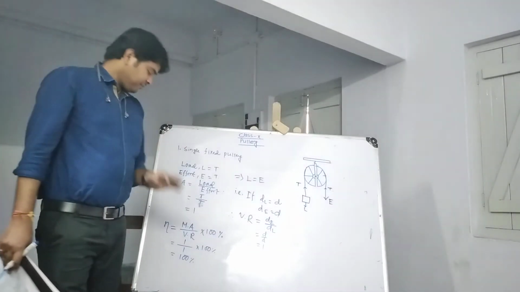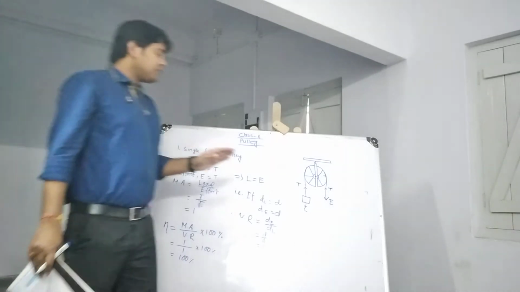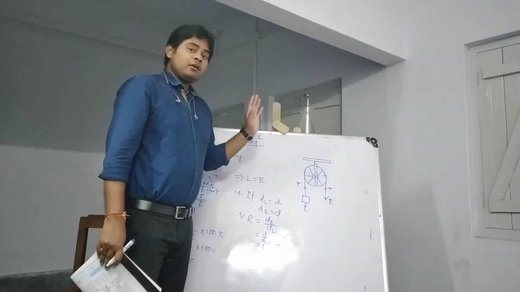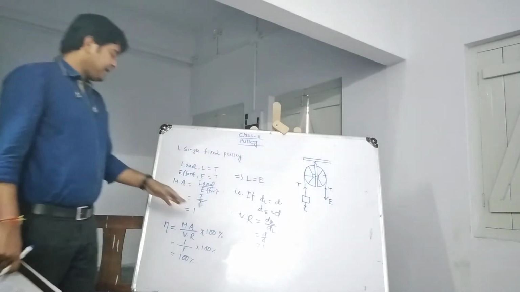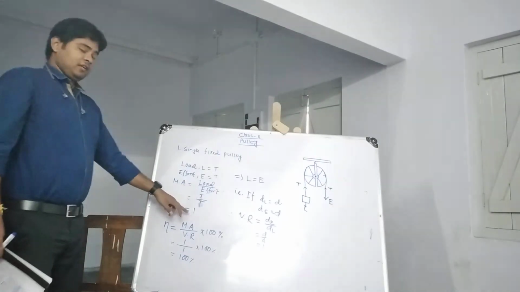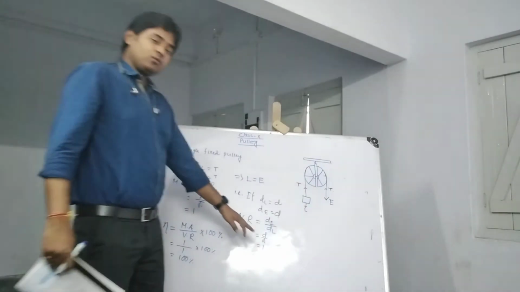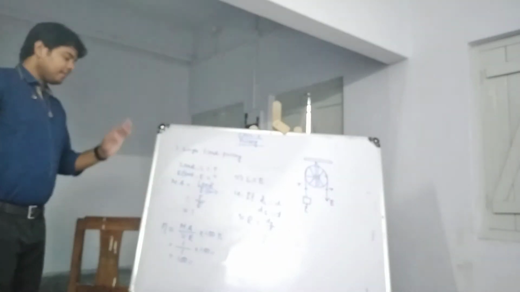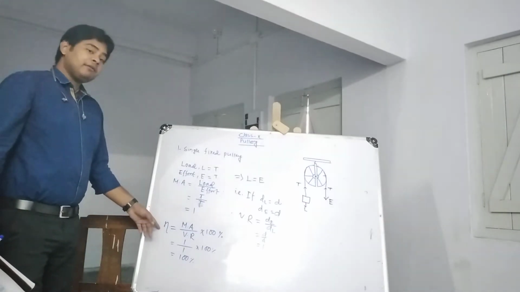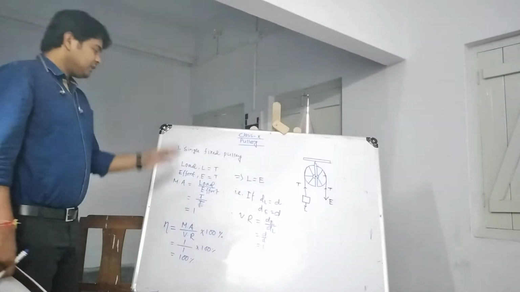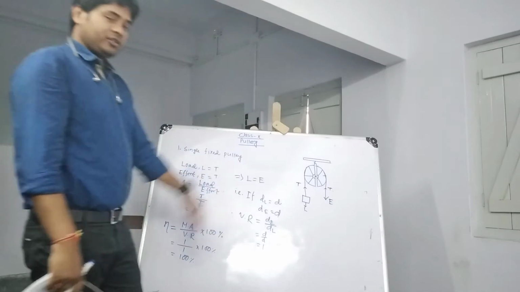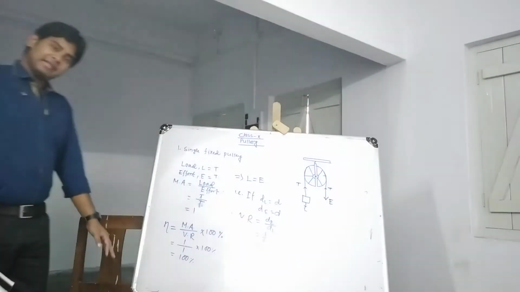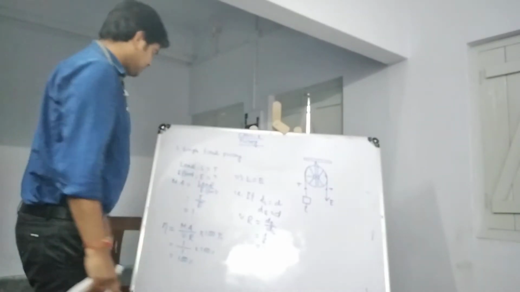But in practice, there is some friction between the axle and the bearing. Due to this, the mechanical advantage is less than 1, but the velocity ratio remains 1. So we can say that the efficiency will be less than 100%, due to the friction with the axle as it rotates about its axis of rotation. That is why we get less than 100% efficiency. Okay, this is a single fixed pulley.